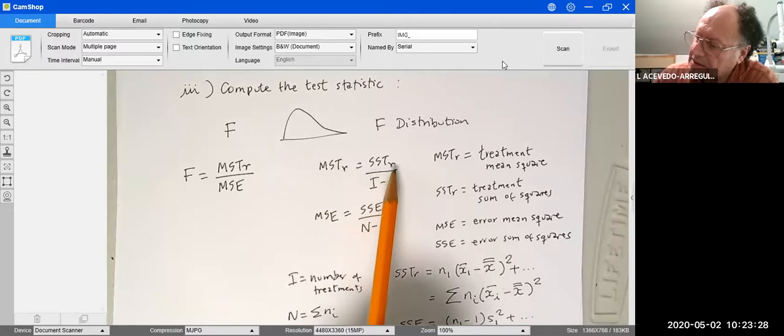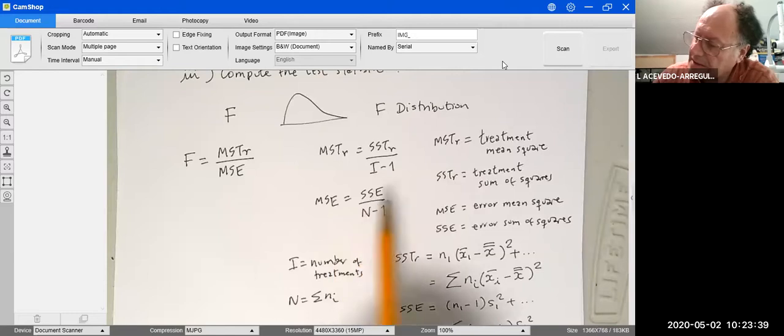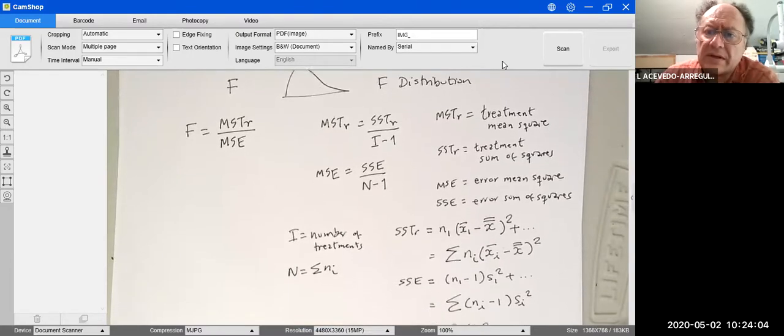For the treatments, for example, MSTR is the treatment sum of squares divided by I minus 1, where I is the total number of treatments. Then MSE is going to be SSE, the error sum of squares, divided by capital N minus I. Capital N is the sum of all the data values, all the responses. In other words, it's the sum of the sample sizes. So all the sample sizes are added, and we get capital N, the total number of responses.